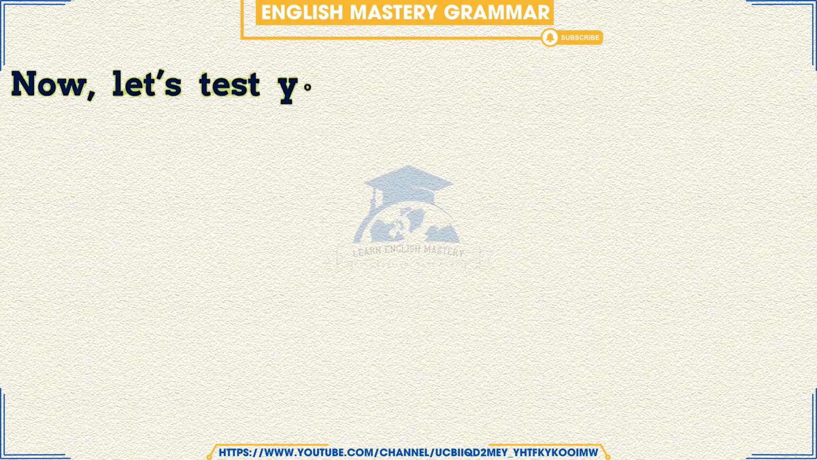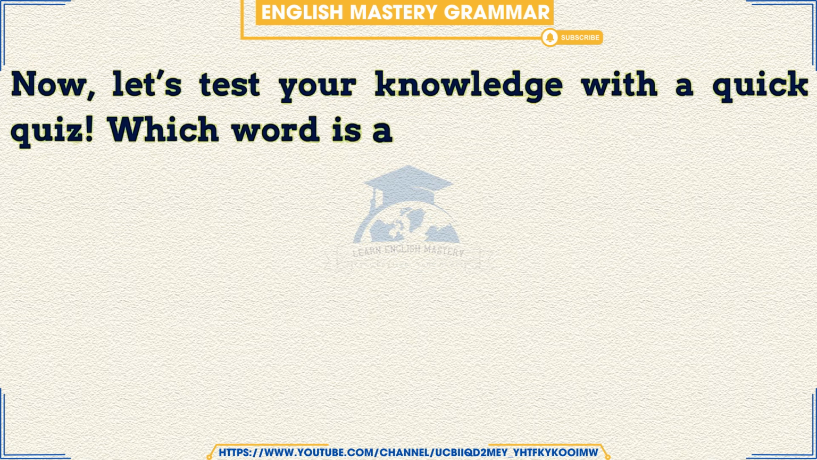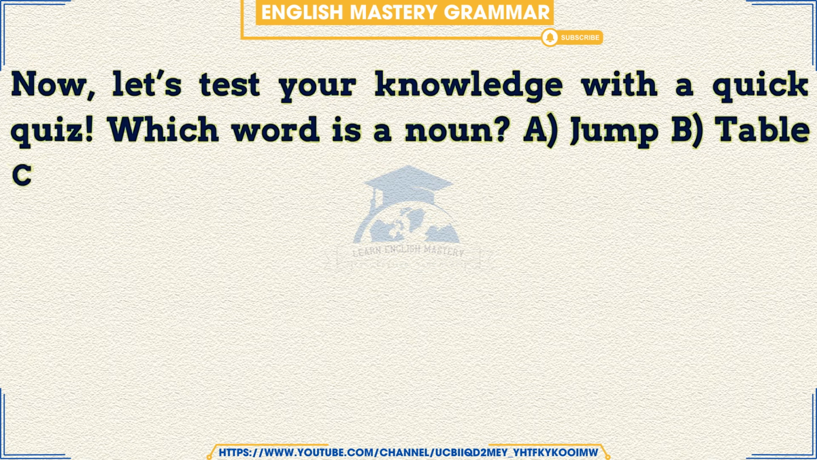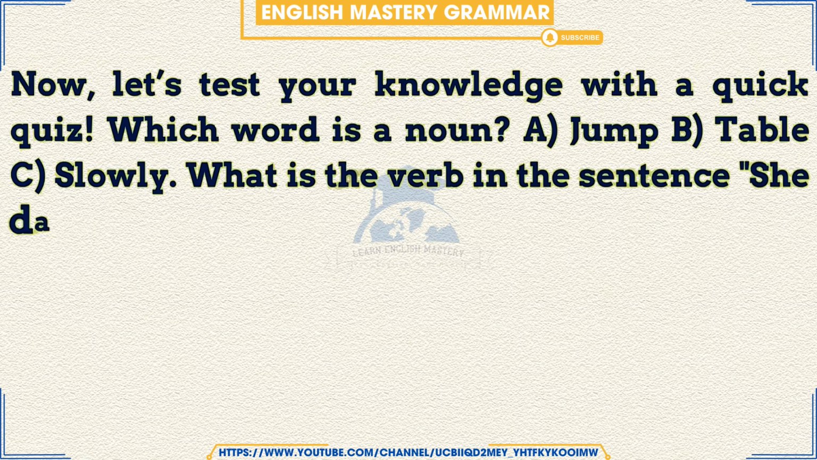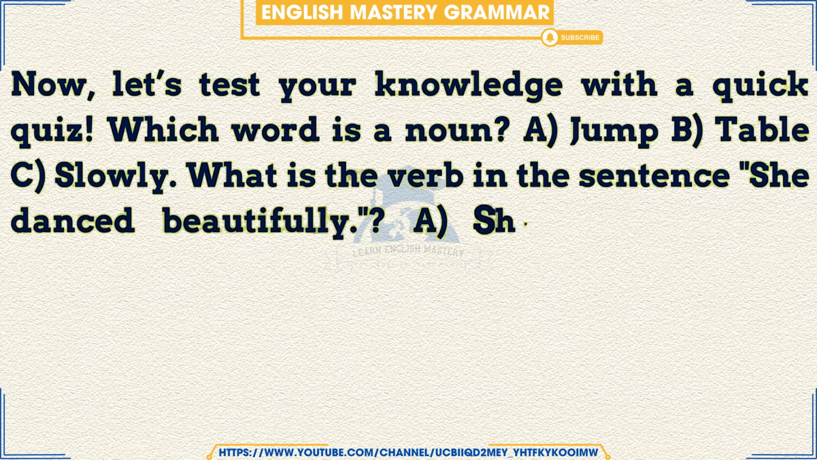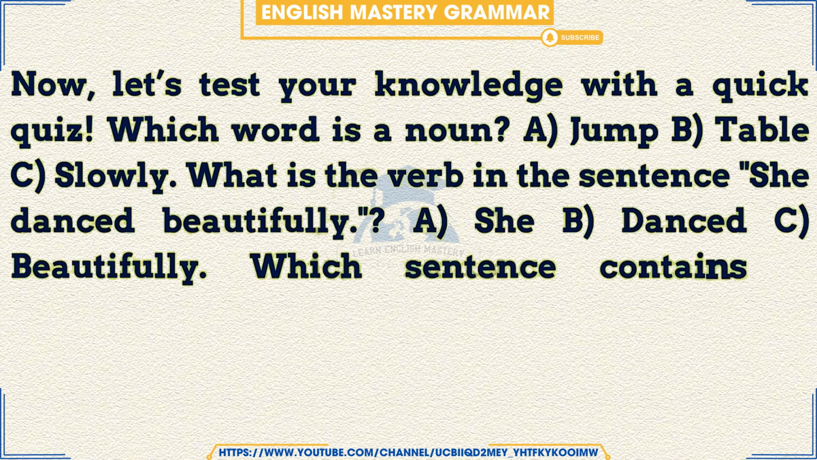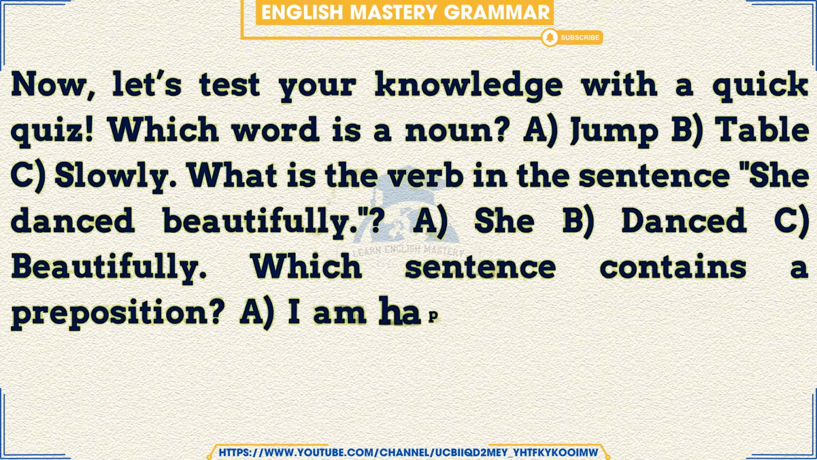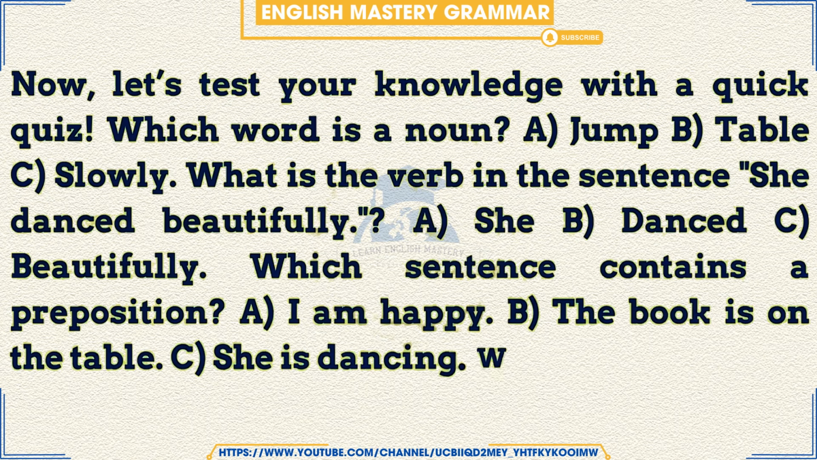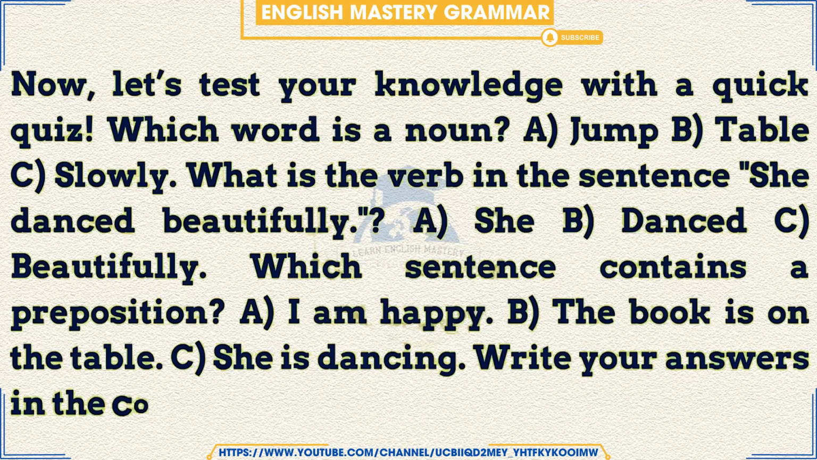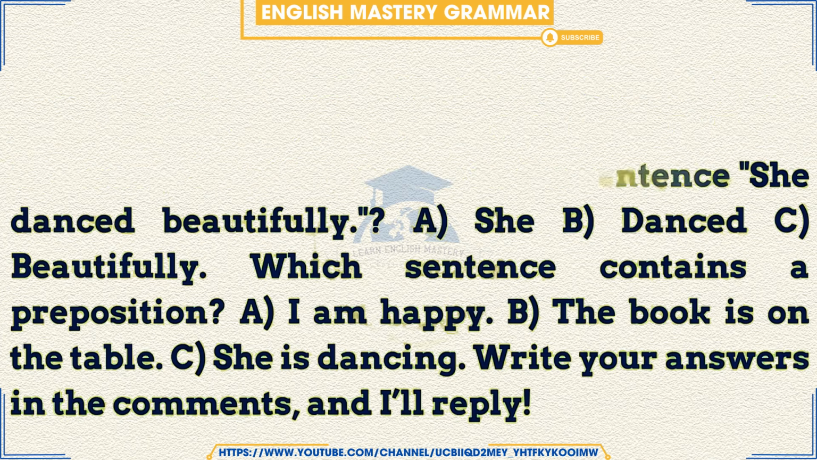Now, let's test your knowledge with a quick quiz. Which word is a noun? A. Jump. B. Table. C. Slowly. What is the verb in the sentence, she danced beautifully? A. She danced beautifully. Which sentence contains a preposition? A. I am happy. B. The book is on the table. C. She is dancing. Write your answers in the comments, and I'll reply.